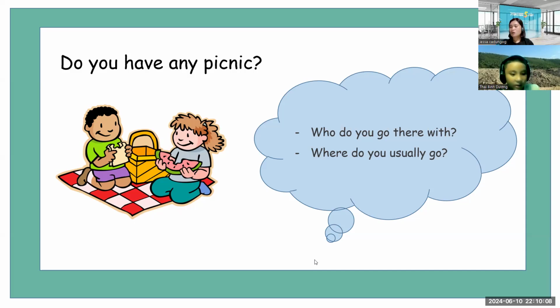Now, Tony, if you want to go to a picnic, who do you want to go there with? I go with my aunt, my uncle. Uncle. Who else? My grandma. Oh, grandmother. Who else? My grandpa. Grandpa. Wow. Who else? My dad. Dad. My mom. Your mom.